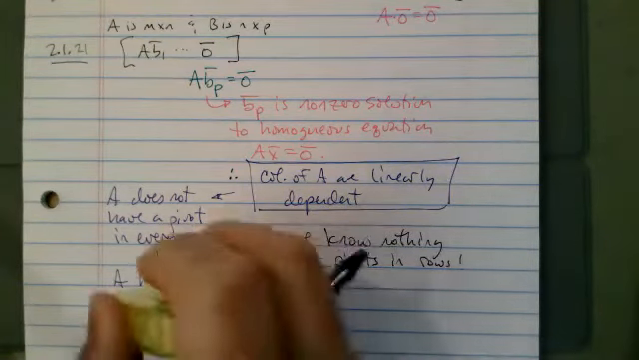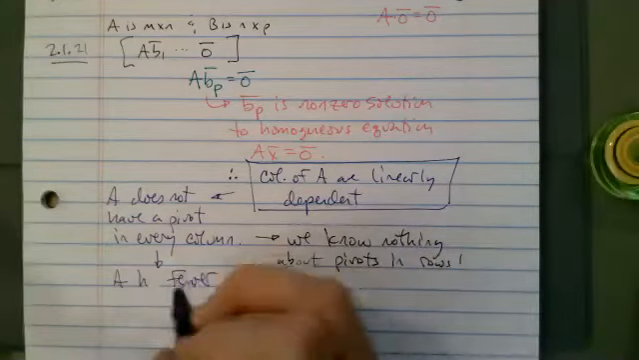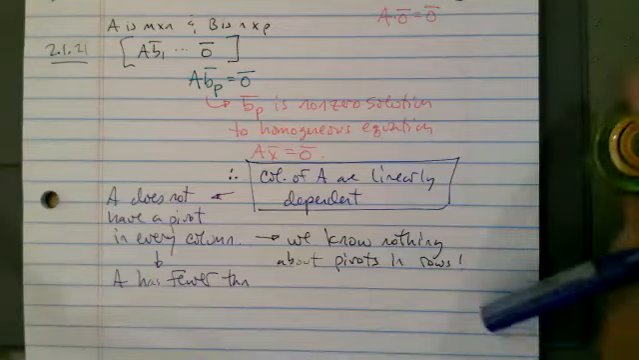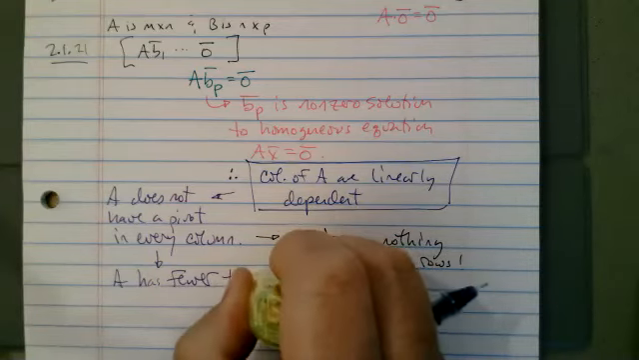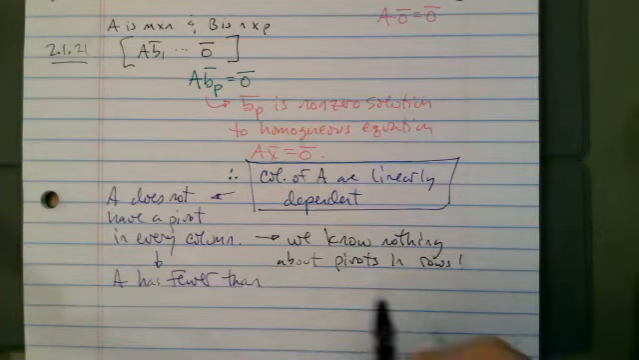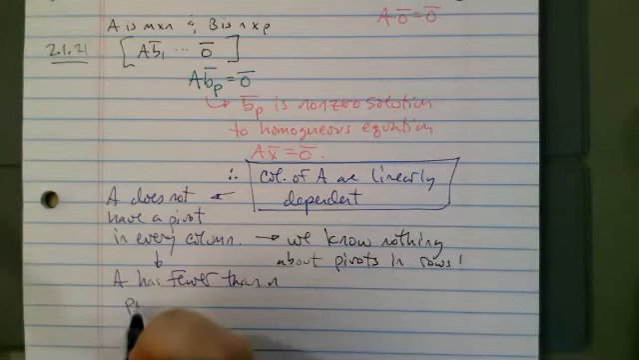Oh, wow, I didn't write the letter A. A has fewer than, I missed the letter A again. You all should be very concerned that I, for some reason, stopped writing the letter A. A has fewer than n pivots.